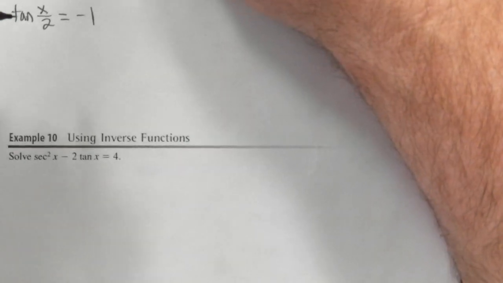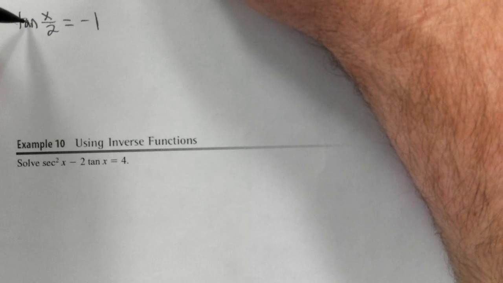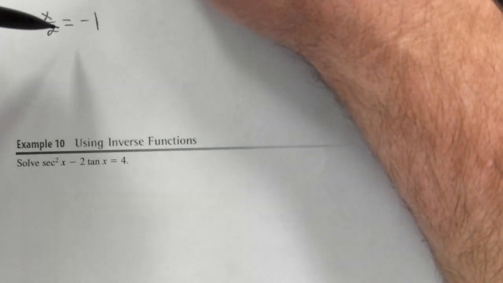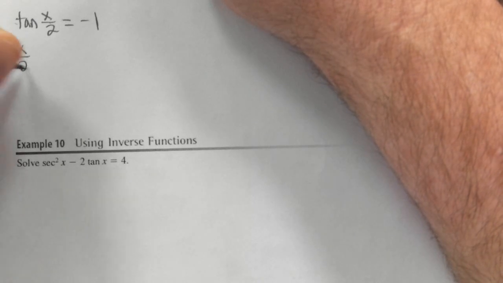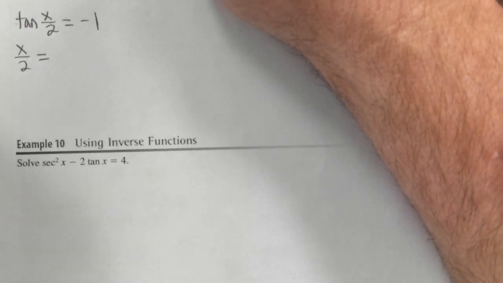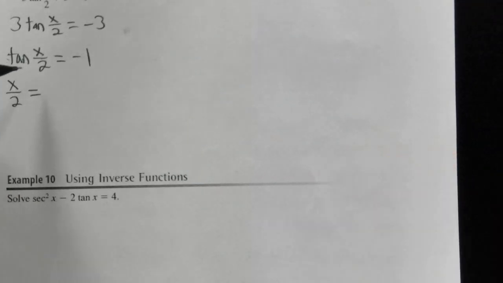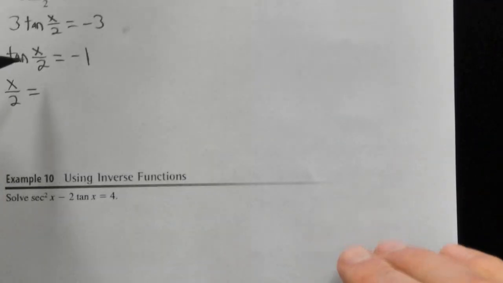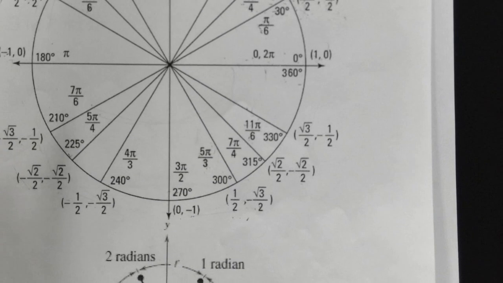So from here now, I'm looking for the angle whose tangent is equal to negative 1. I'm looking for angles whose tangent is negative 1, but remember, that's not what x is equal to. That's what x over 2 is going to be equal to. And so let's go through and see if we can find it. Remember, tangent is y over x, so I'm looking for the y over the x to be equal to negative 1. Let's see where we can find that.